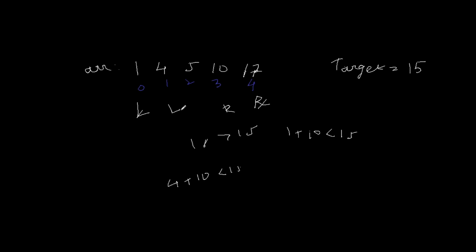So again we need to move the left pointer forward. Now L is at the 2nd index and R is at the 3rd index. Now we see that 5 plus 10 is equal to 15. So we return the indices 2 and 3. The time complexity for this approach is O(n log n), since for sorting we need O(n log n) time. And the space complexity is O(1), since we have only used some extra variables, and that is constant space.